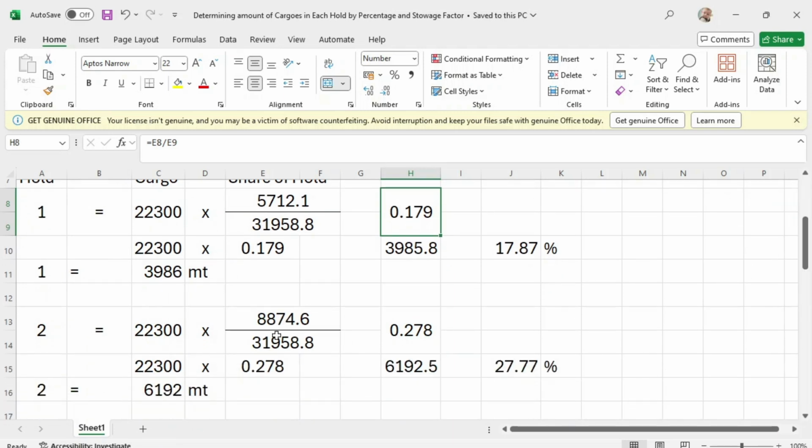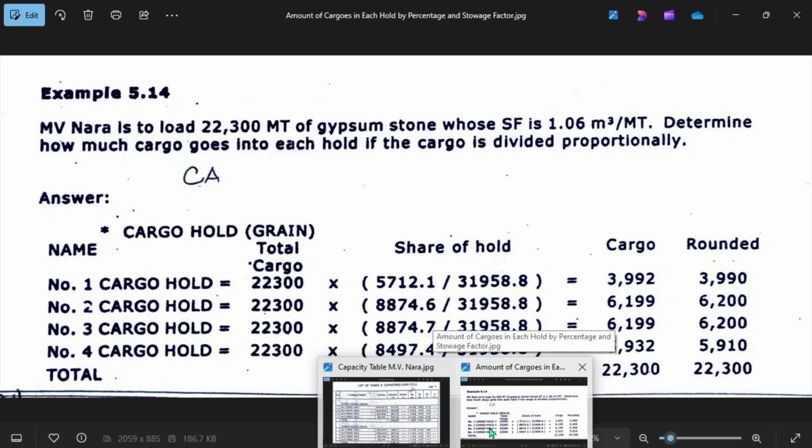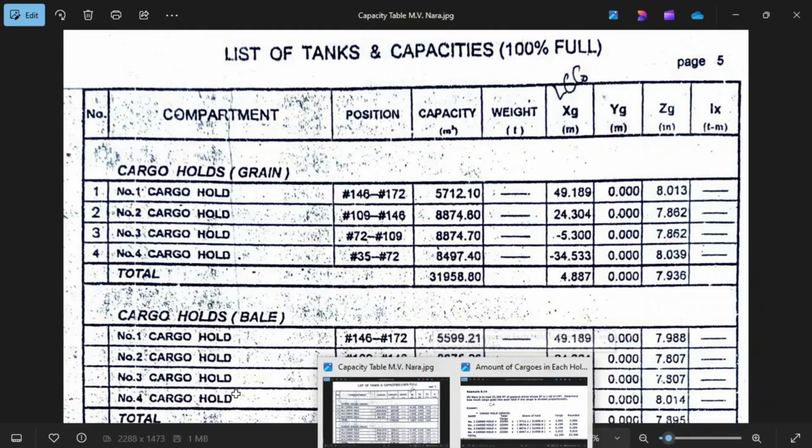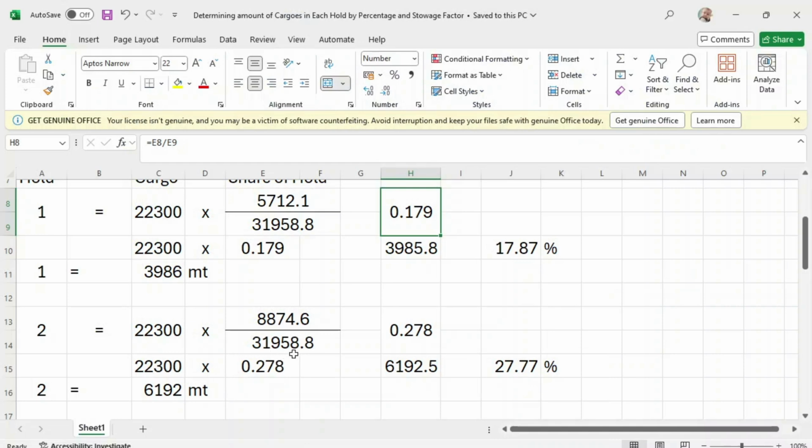So this is the total capacity of hold number 2, 8874.6. This 8874.6 divide with your total capacity. Once you divide this one, this will be your percentage, 0.277, which is 27.7%. Multiply this one with your total cargo to load, and you get a value of 6,192.5, and round it up, you will have 6,192. Okay, and it goes with number 3.